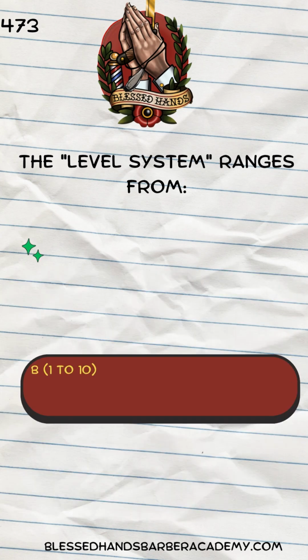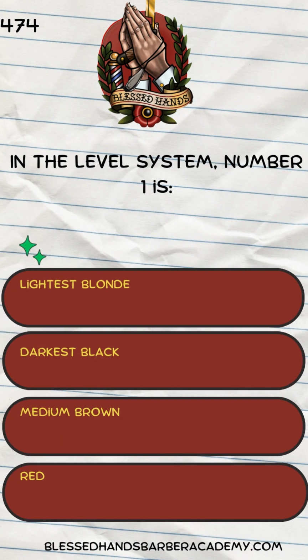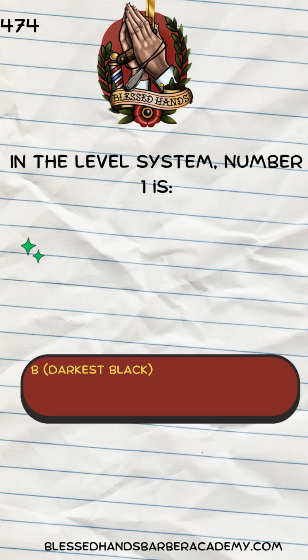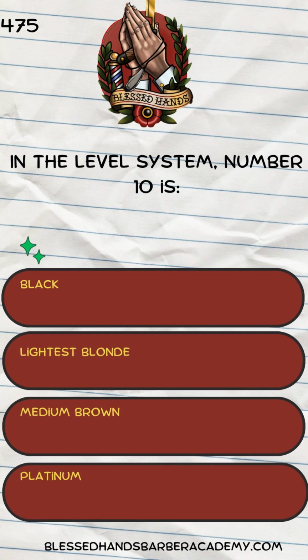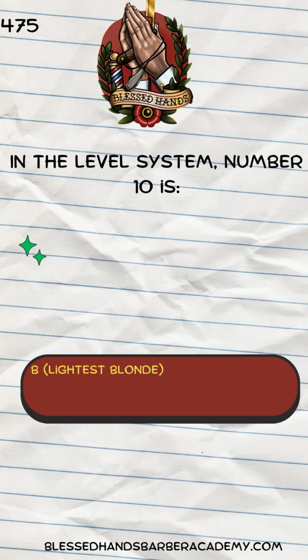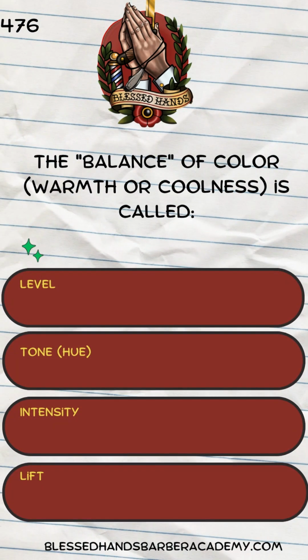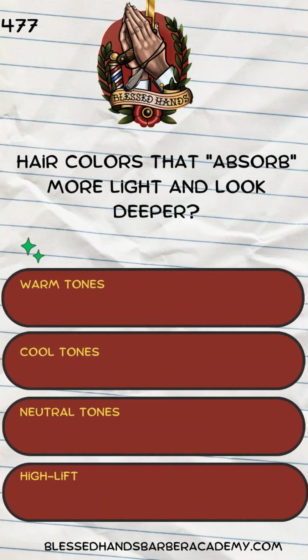B. 1 to 10. In the level system, number 1 is lightest blonde, darkest black, medium brown, red. B. Darkest black. In the level system, number 10 is black, lightest blonde, medium brown, platinum. B. Lightest blonde. The balance of color, warmth or coolness, is called level, tone, hue, intensity, lift. B. Tone. Hair colors that absorb more light and look deeper?